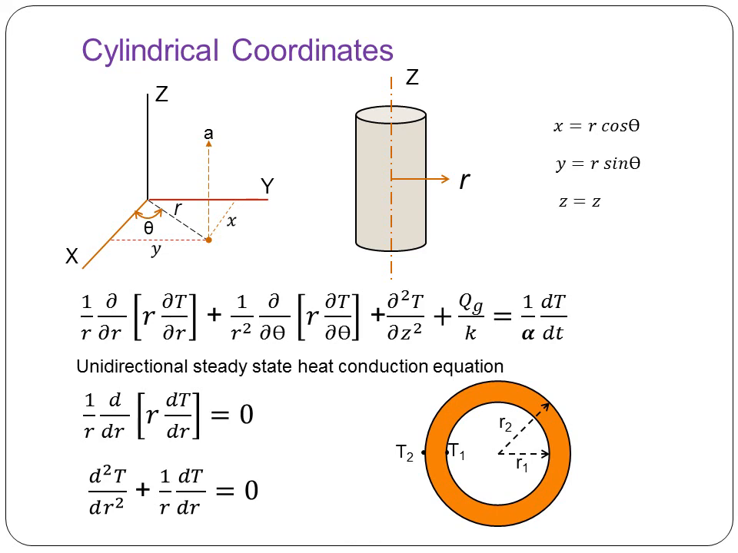So, you can reduce this expression to unidirectional steady state heat conduction, where there is no heat generation and steady state has been achieved, as 1 by r d by dr of r dT by dr equal to 0. And you can further simplify it and get this expression as d square T by dr square plus 1 by r dT by dr equal to 0. So, this is the unidirectional general heat conduction equation for a cylindrical coordinate.